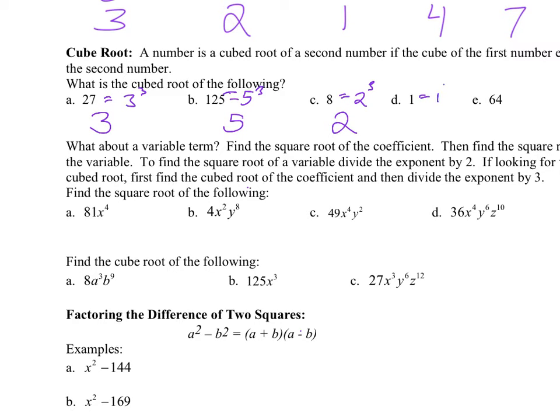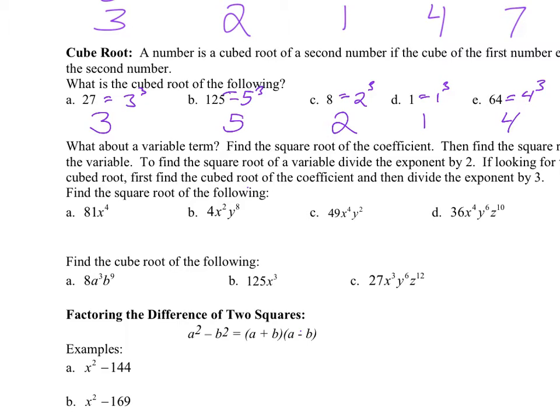1 again is 1 cubed, so 1 is its own cube root. As I said, a very unique number. 64, on the other hand, is actually 4 cubed. It's 8 squared, but it is 4 cubed, so its cube root is 4.